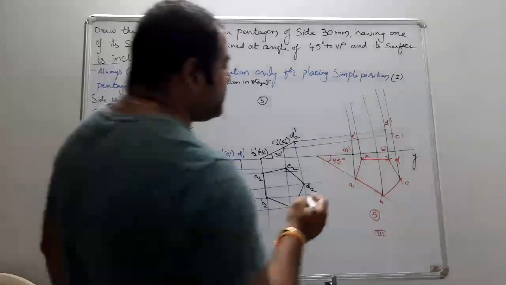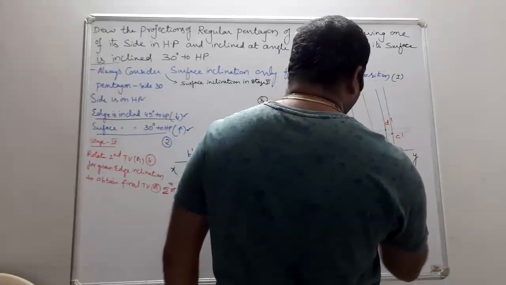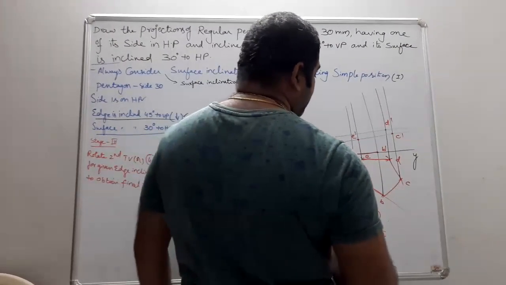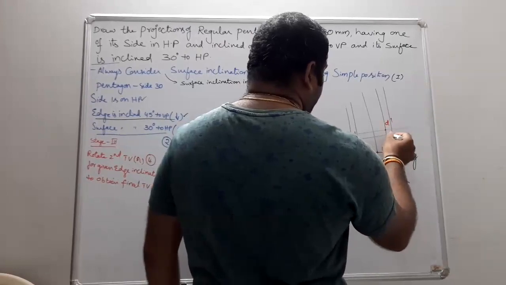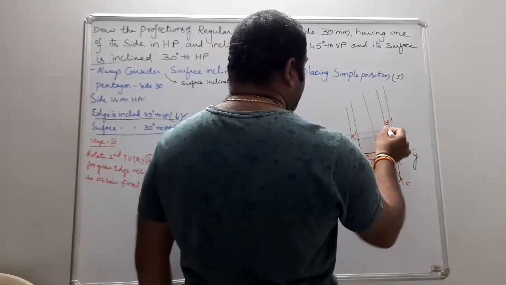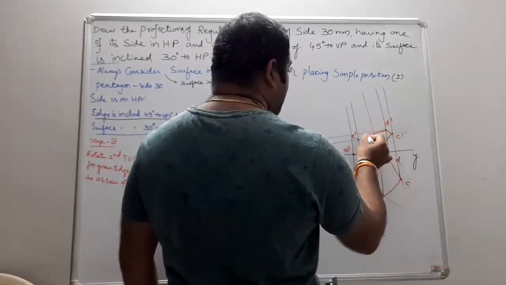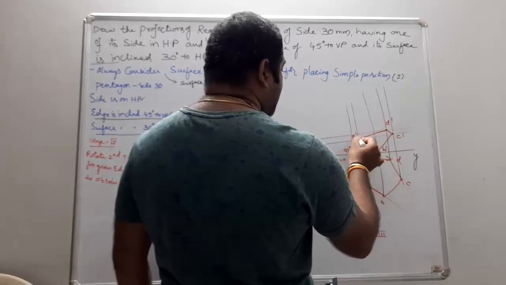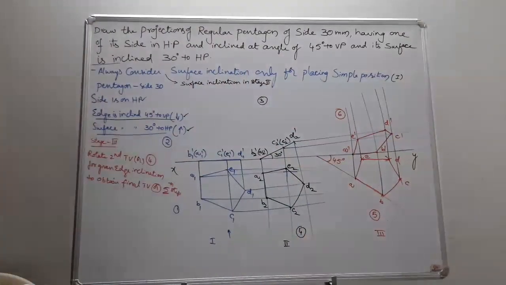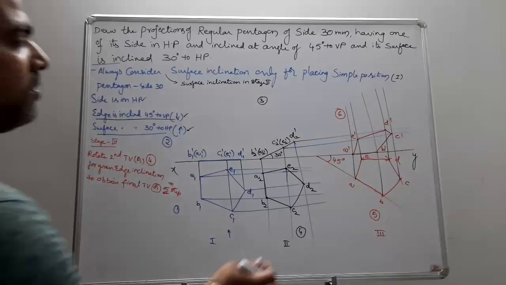Now join all the points in sequence. AB. BC. CD. DE. And EA. That becomes our sixth step. This was my final front view. So this was my final top view. This was my final front view.